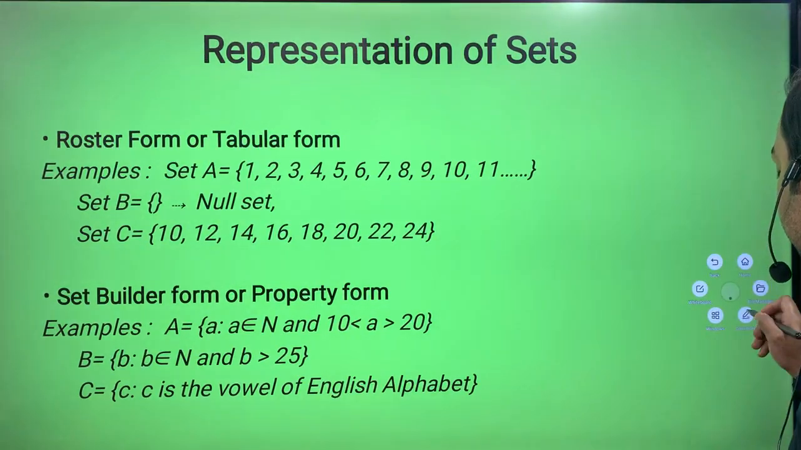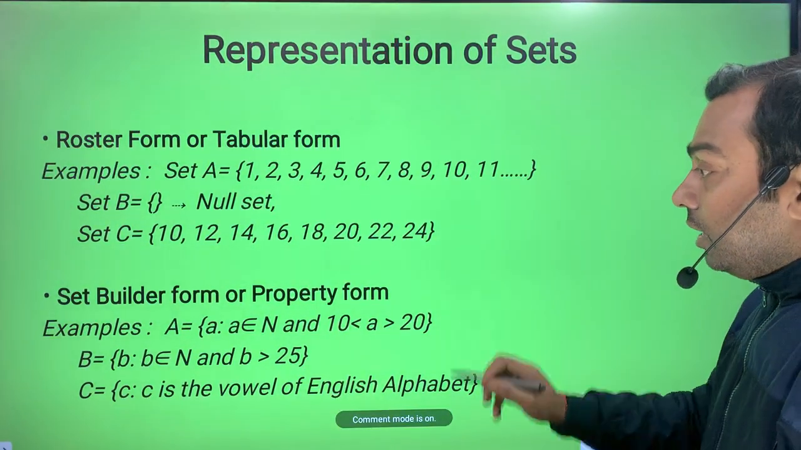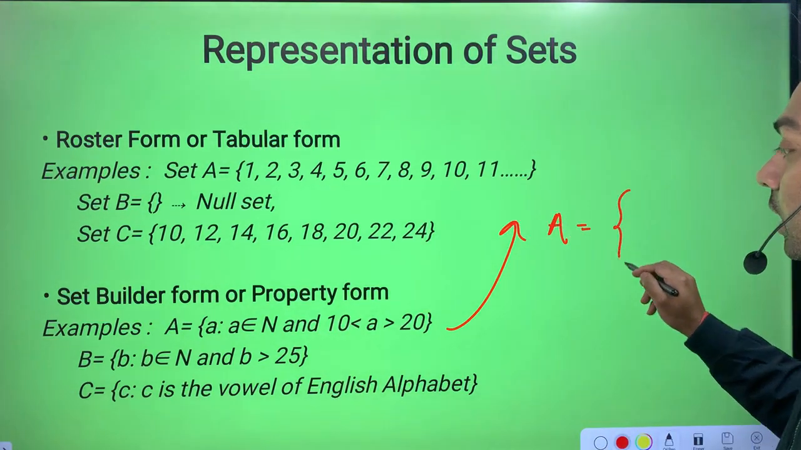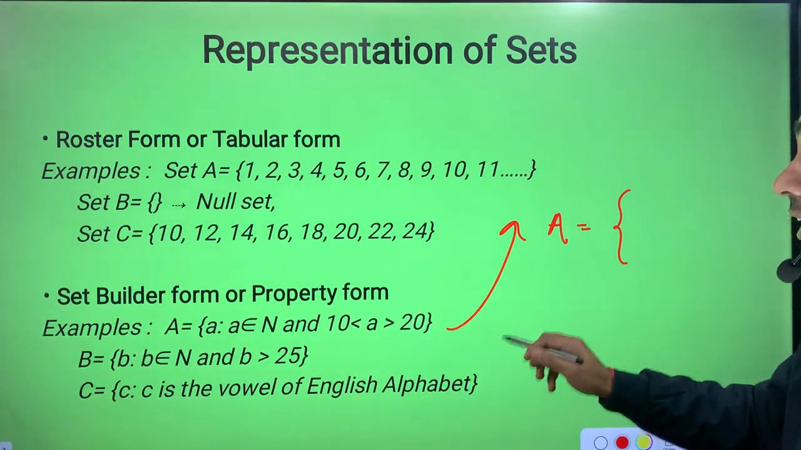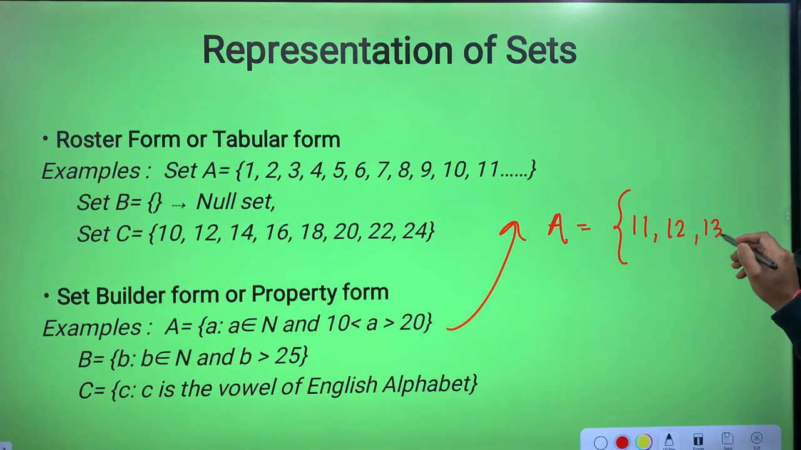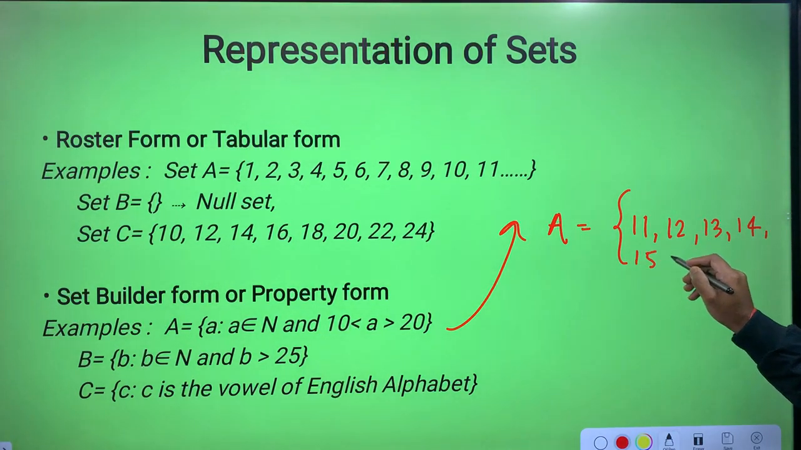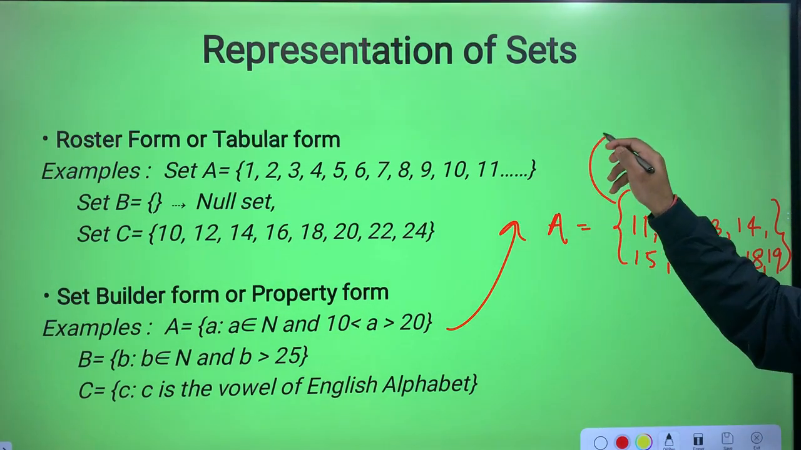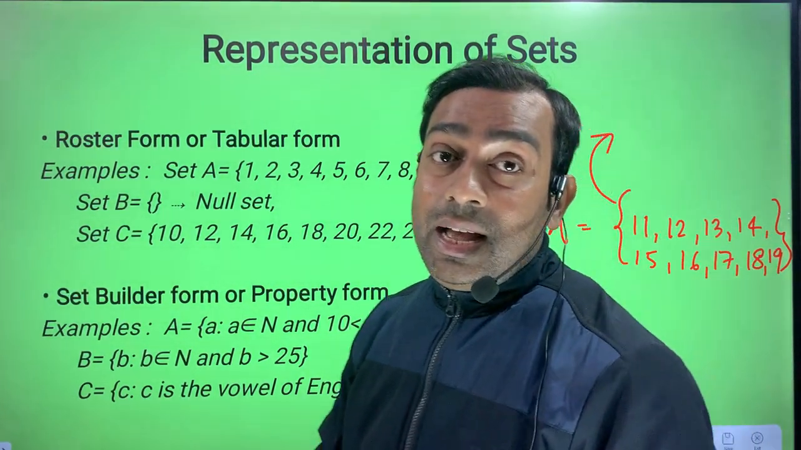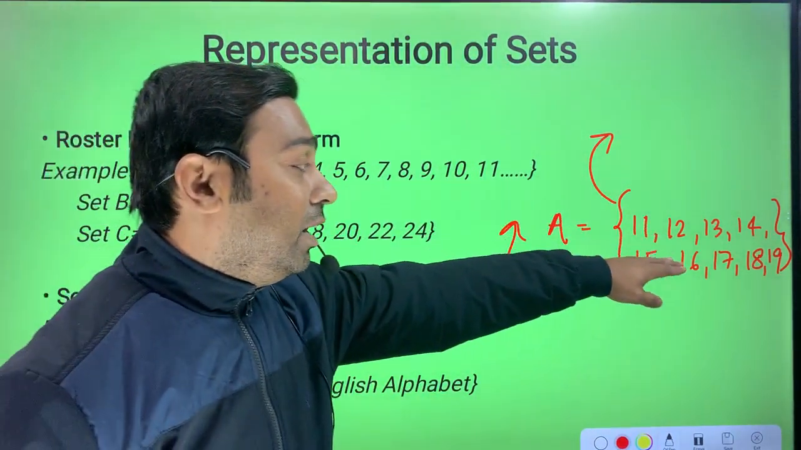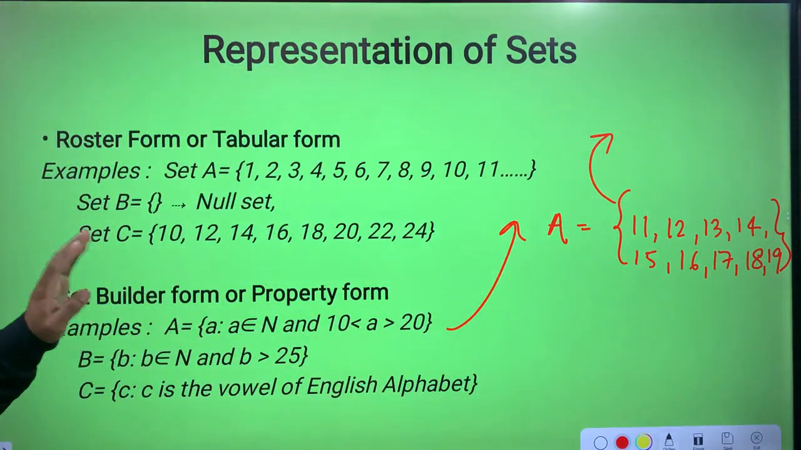So what can I say in roster form? If I write this in roster form, A becomes what? Greater than 10 and less than 20. So 11, 12, 13, 14, 15, 16, 17, 18 and 19. And always put these braces to close the elements. And you can see all the elements satisfy the condition in the set builder.